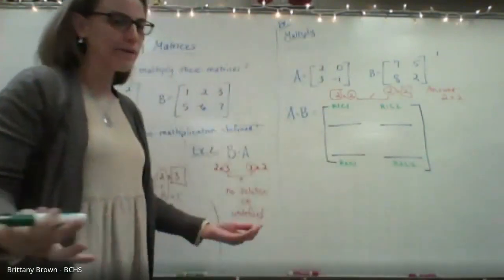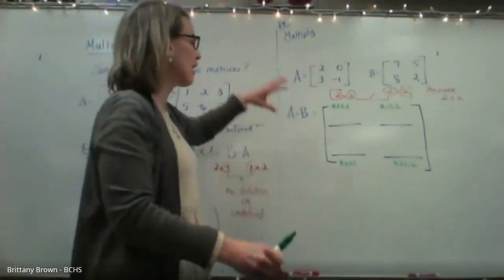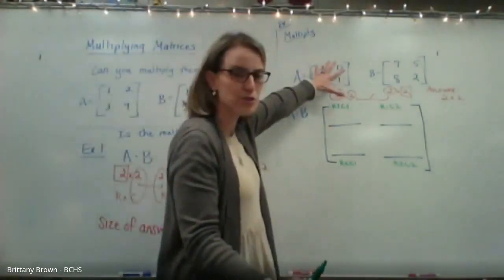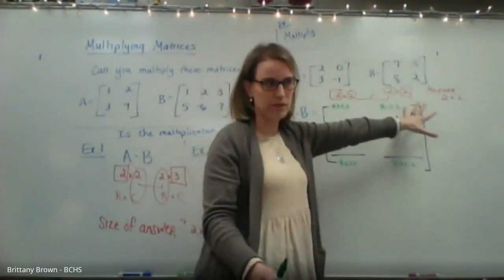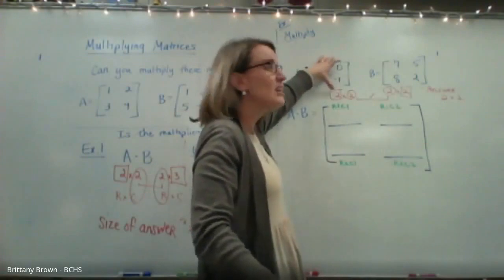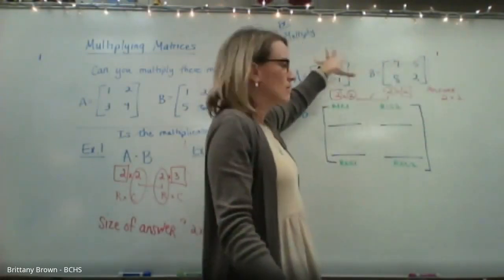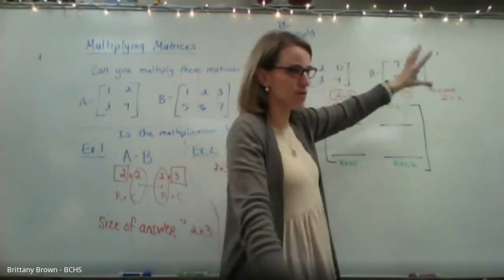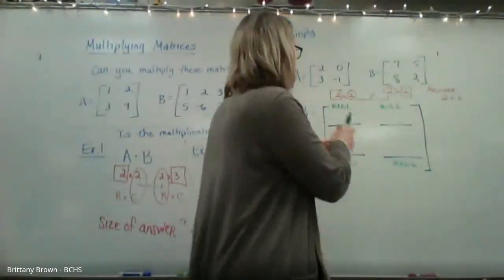Okay? So why are we doing that? When you multiply matrices, you multiply the rows of the first one by the columns of the second one. I'll say it again. When you multiply matrices, you multiply the rows of the first times the columns of the second. So we're not using some parts of this and some parts of this. We only use the rows here, columns here. All right, so watch this.